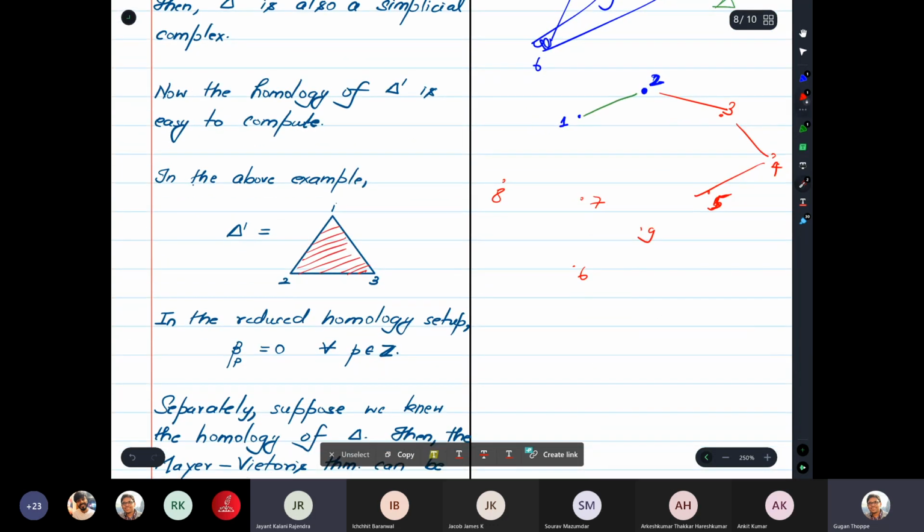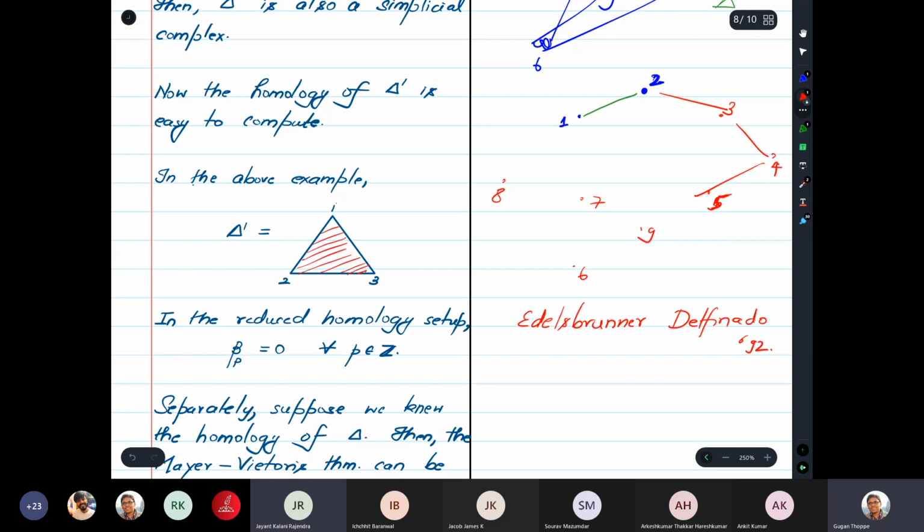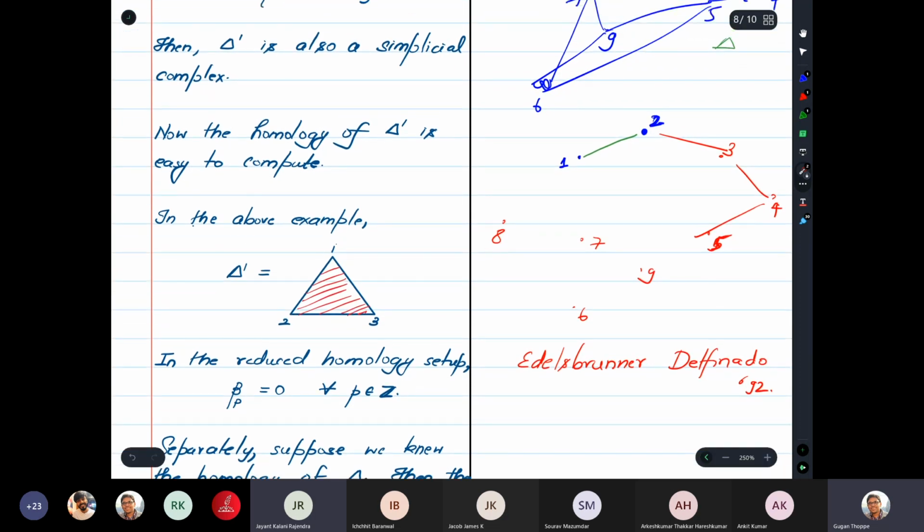I would like to emphasize that there is a popular algorithm by Edelsbrunner and Delfinado. Okay, if I'm not wrong, this came in the year 1992, and actually they formalized this idea, and you will soon see, hopefully in the next lecture or maybe the one after that, how we can use the Mayer-Vietoris theorem to come up with an algorithm. Okay, a very simple algorithm to compute in an incremental fashion the Betti numbers of a simplicial complex.